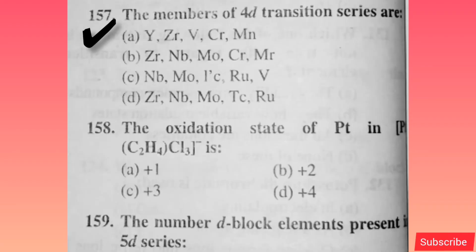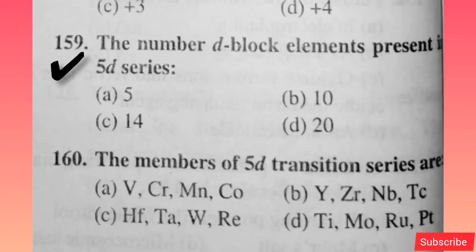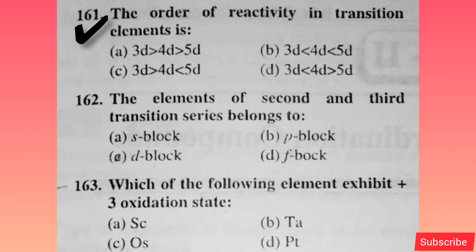The members of 4d transition series are? Option D is correct. The oxidation state of platinum in Pt(C2H4)Cl2 negative is? Option B is correct. The number of d block elements present in 5d series? Option B is correct. The members of 5d transition series are? Option C is correct. The order of reactivity in transition elements is? Option A is correct.